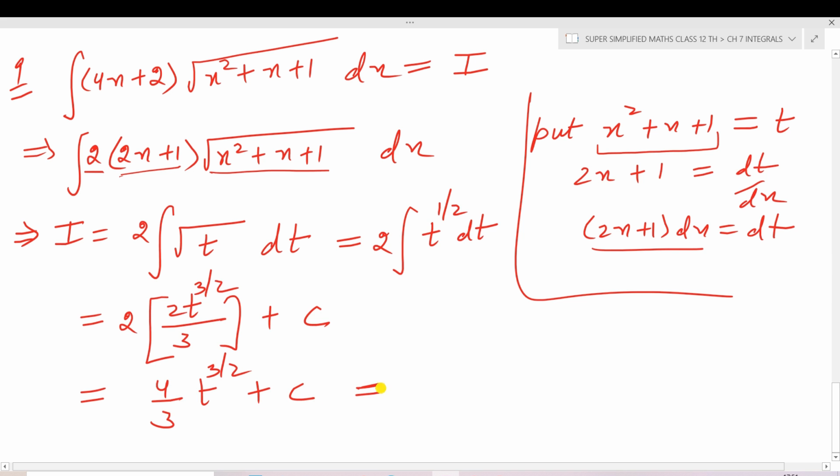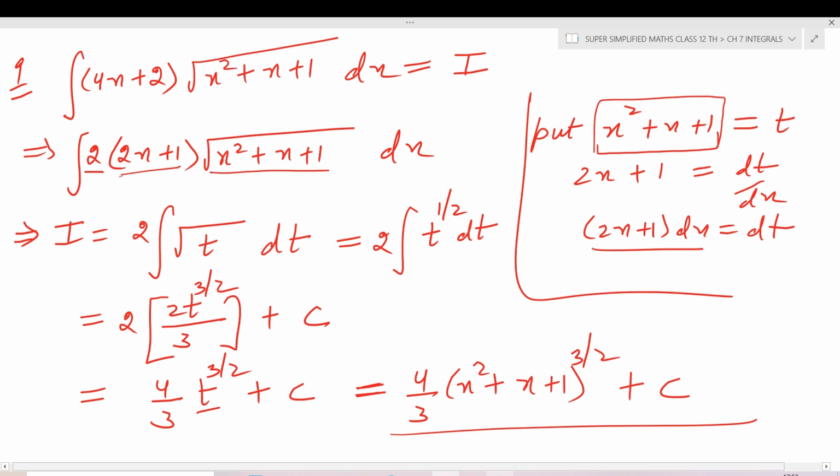Now after this we have already integrated, and in the final answer we substitute back t to be x square plus x plus 1. So we get 4 by 3 x square plus x plus 1 raised to the power 3 by 2 plus a constant of integration, and this is your final answer.